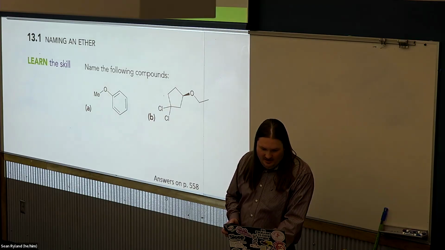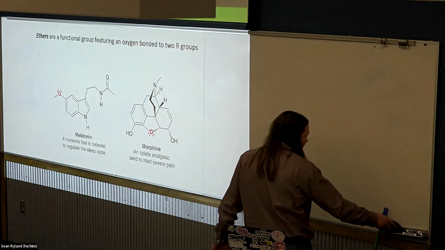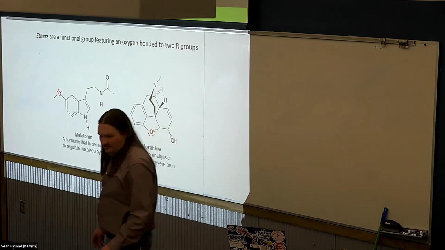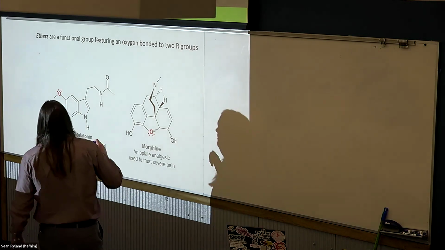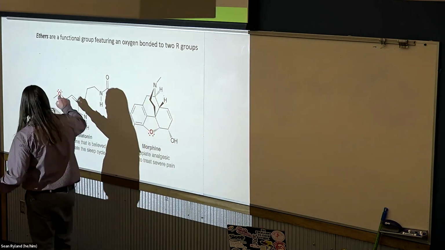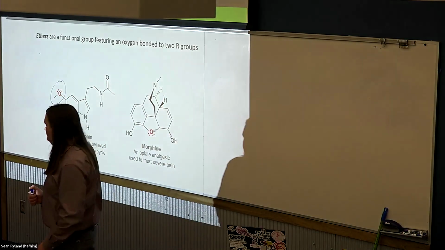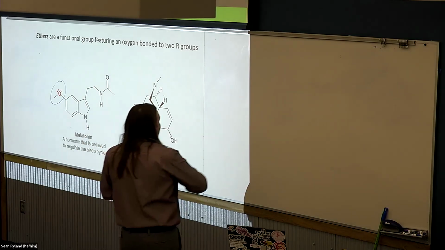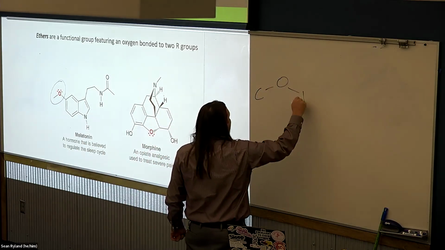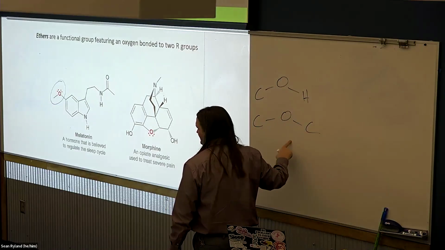Let's talk about ethers for just a second. We won't go through this whole thing. We'll just go through the naming, because that's something we can cover in 5 minutes, since I don't want to get too far behind on the lecture material. So, recap, ethers. Anytime you've got an oxygen linking two carbons, it's considered an ether. So if you have a carbon, then an oxygen, then a hydrogen, that's an alcohol. If you have a carbon, then an oxygen, then a carbon, that's an ether.